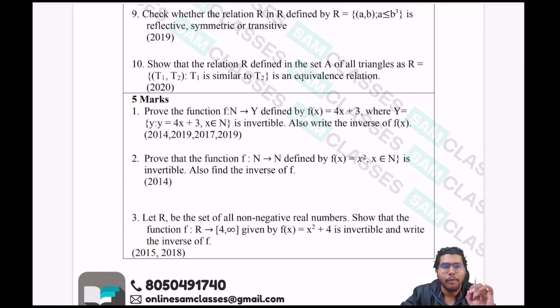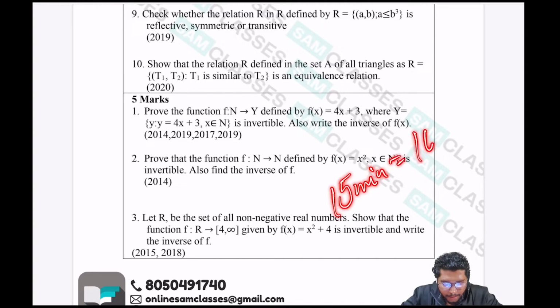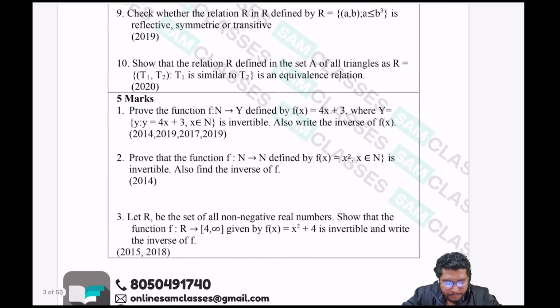If you know how to solve the invertible questions, done. 10 marks nobody can take from you. So understood, students? The 10 marks are here. And it will take not more than 15 minutes to learn this 10 marks. 15 minutes is equivalent to 10 marks, and that is very important. Okay. So you can use this tagline: 15 minutes equal to 10 marks.